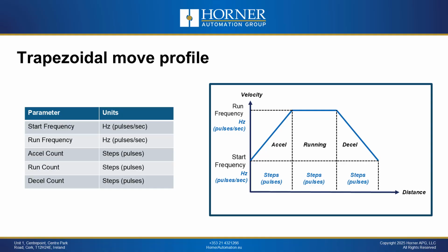It will take a certain amount of time or a certain number of pulses to accelerate. Then it will get up to the running frequency where it will stay for a certain number of pulses. Then as it approaches the destination, it will start decelerating back down to its starting frequency and then stop at the destination. So by specifying the parameters in the table on the left, the CPU250 is able to put out a pulse train which will cause the stepper to execute the trapezoidal move profile on the right.